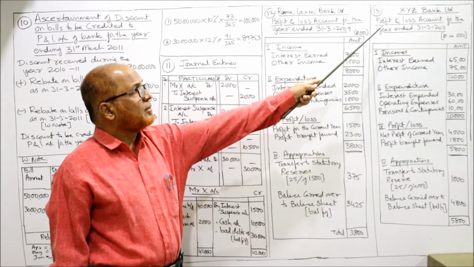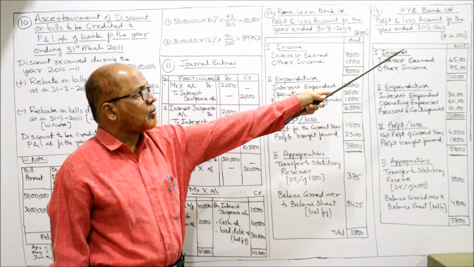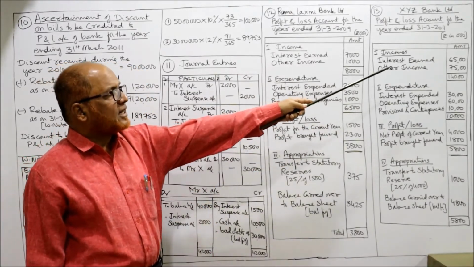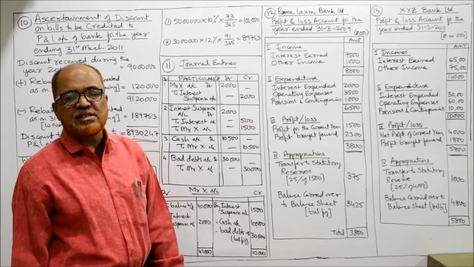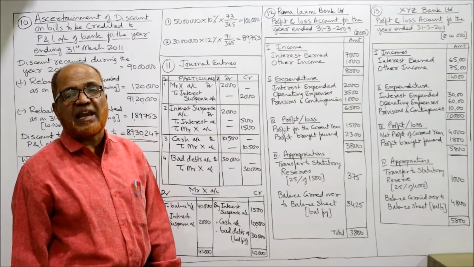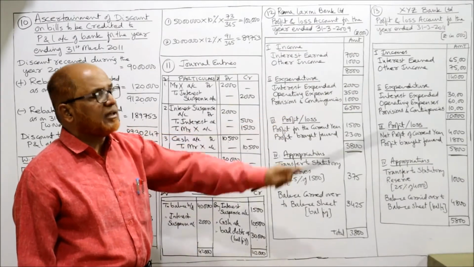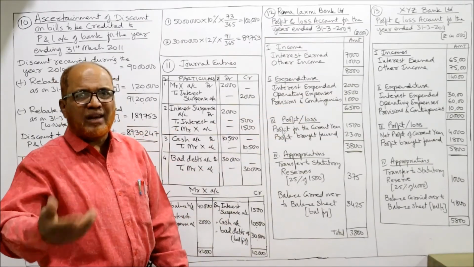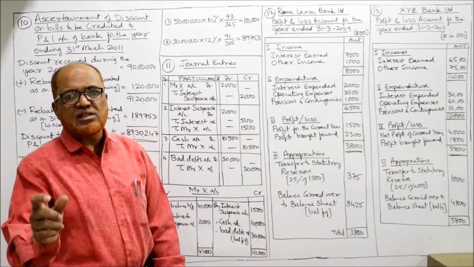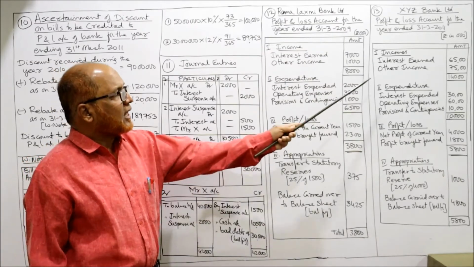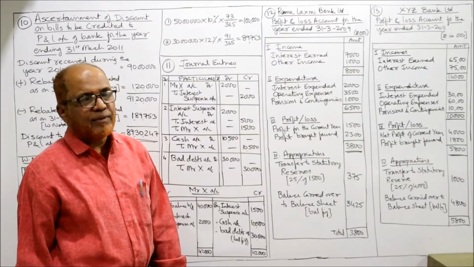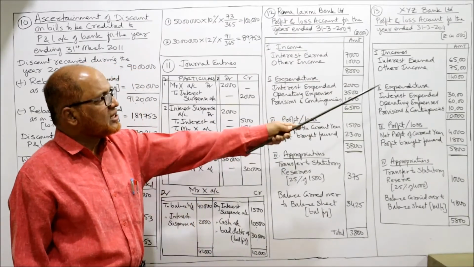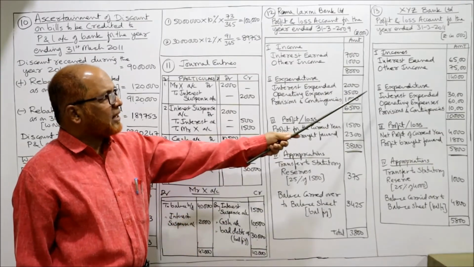So XYZ Bank Limited, profit and loss account for the year ended 31st March, rupees in thousands, 3 zeros are omitted. Income: interest earned 6,500, that is 65 lakh if you add the 3 zeros. Then other income 7,500. The total is 14,000.